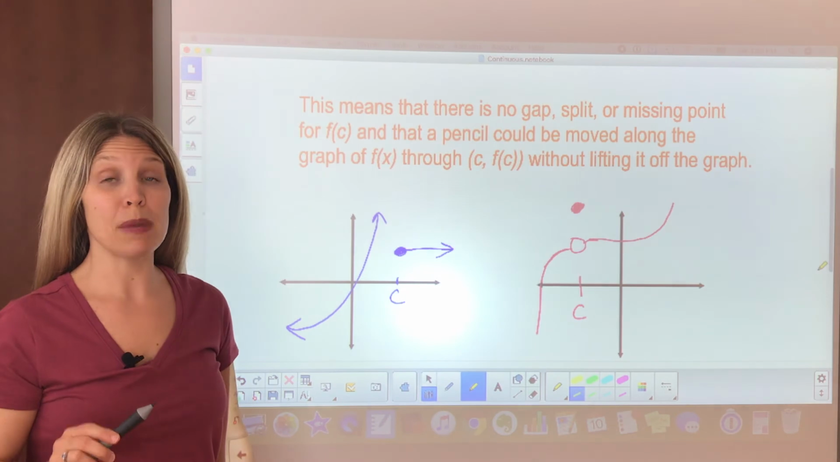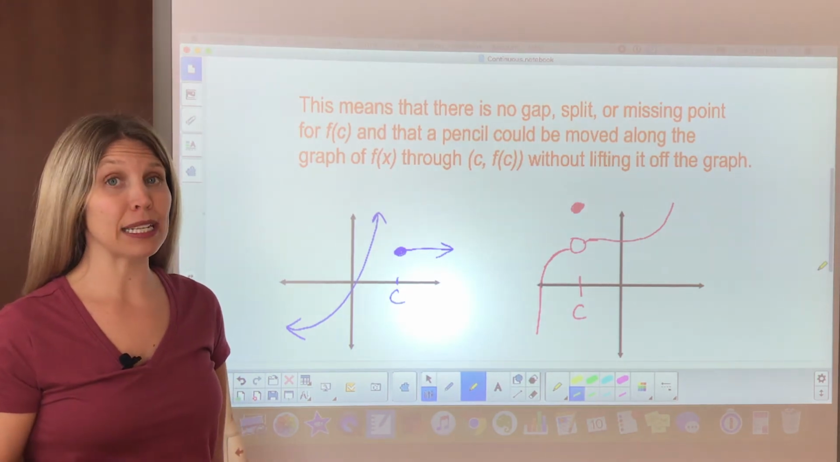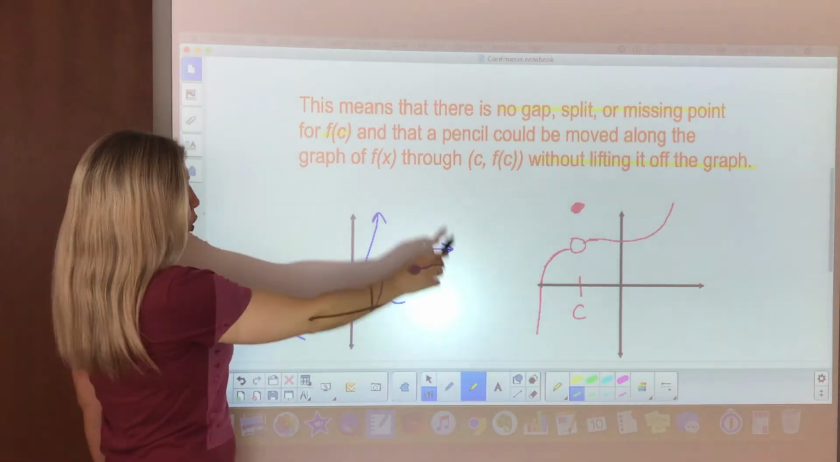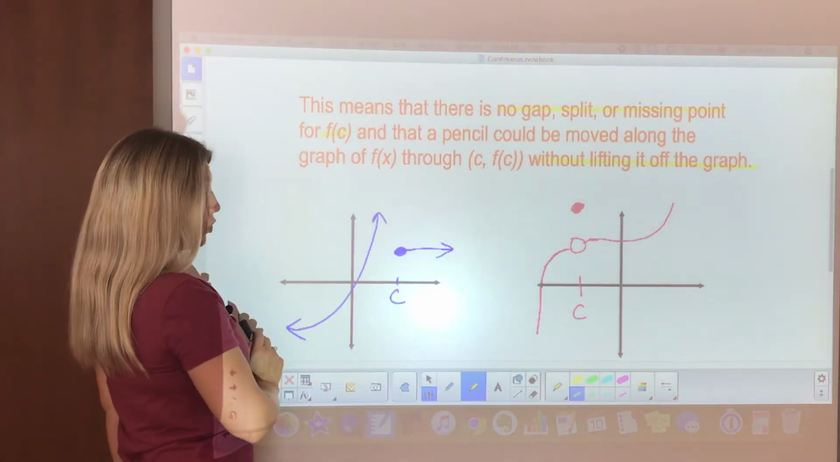So this means for a function to be continuous, there can be no gap, split, or missing point for that x value they're asking for, and the pencil can be moved along the graph without lifting it off the graph. So let's look at these examples that we have here. This whole thing is the f of x function we're looking at.